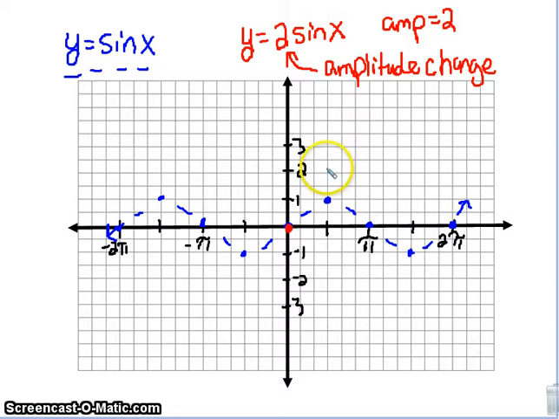Where do I go next? 2. Back to 0, down to -2, and back up to 0. -2, 0, 2, 0. This is our y equals 2 sine of x.